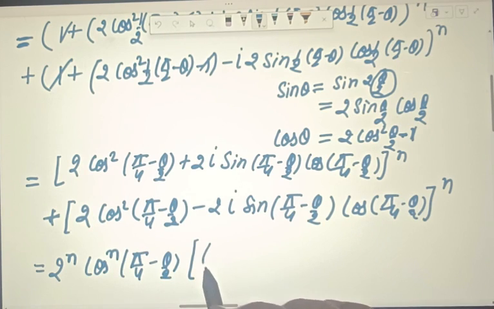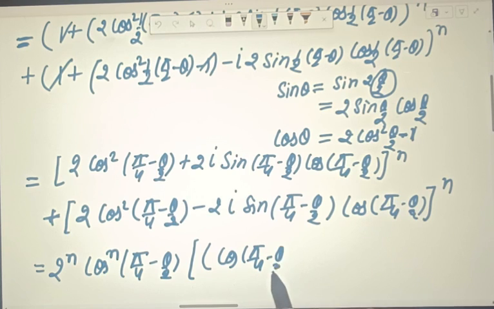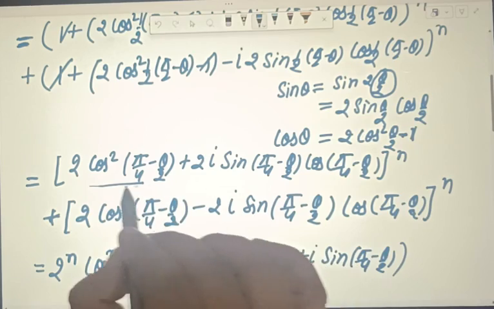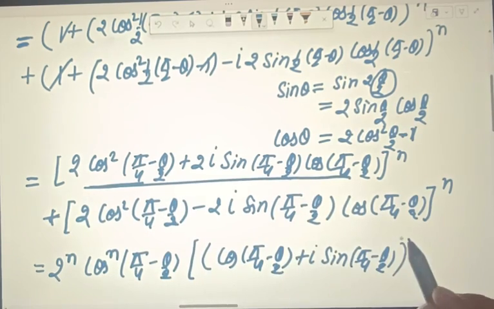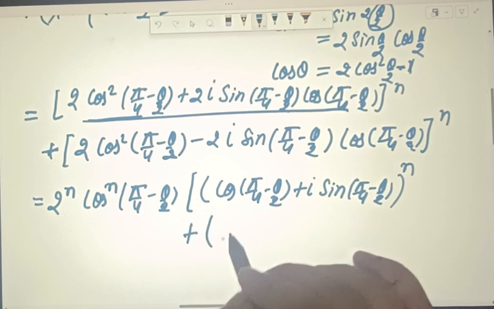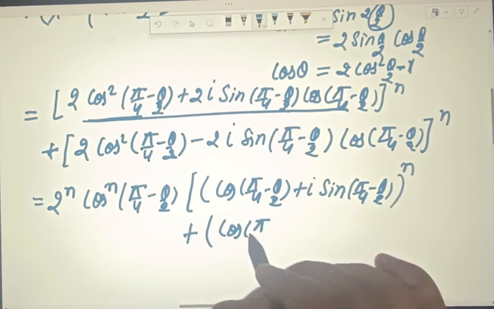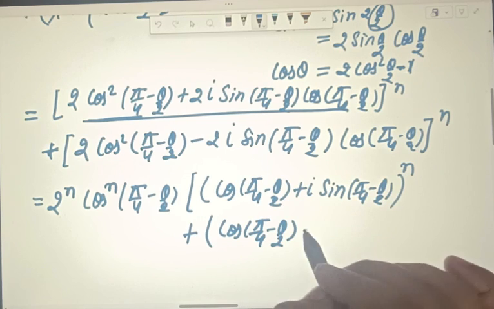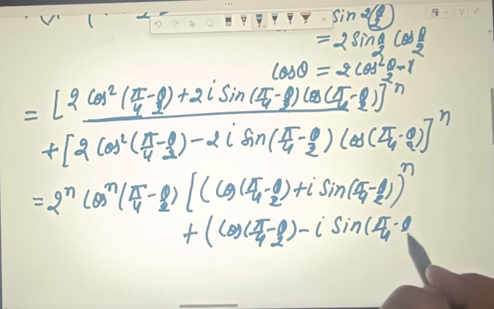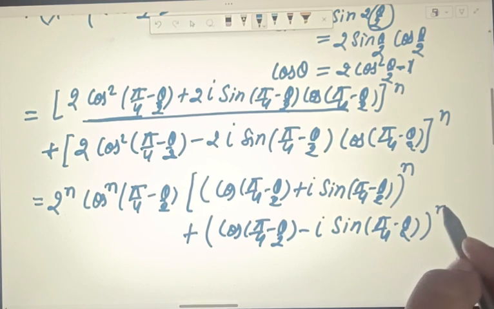So you will write here cos(pi/4 minus theta/2), from this term. Then similarly plus iota sine(pi/4 minus theta/2), from this one. And then plus, similarly you will left here cos(pi/4 minus theta/2) minus iota sine(pi/4 minus theta/2), to the whole power n.